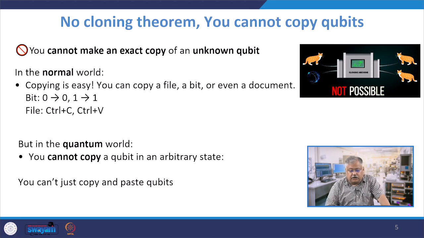As you can see in the cartoon here, if you have this cat, it is very difficult to make a copy. In the normal world it is relatively easy. For example, you can copy a file or a document, and bit 0 can be easily converted to bit 0 and 1 to 1. In a Word file we are always doing it with Control C and Control V. It is very easy, and when you do it, the same bits are repeated.